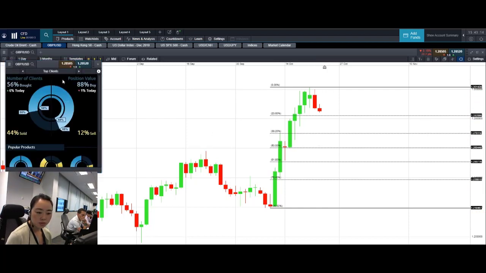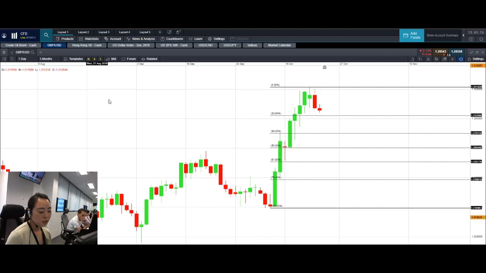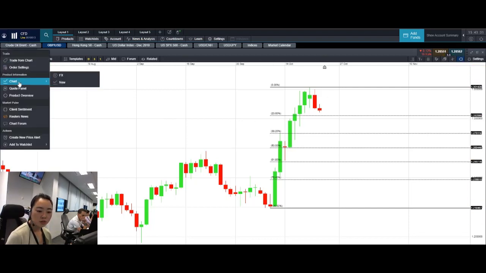Well, it seems like the majority of our clients are taking long positions. Look at top clients' position: 88% of the position they are having now is long sterling. Well, today I want to be a contrarian, so I may want to put a short order here.